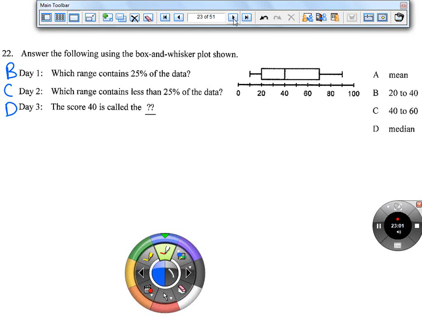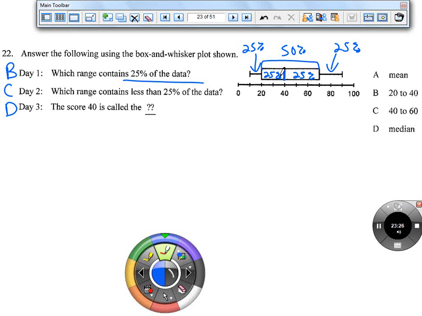Box and whisker, which one contains 25% of the data? Remember that each whisker is 25%, and the middle, the whole box itself, is 50%. And then that means that if this is the median, then this is 25%, this is 25%, so you can answer any questions about it.